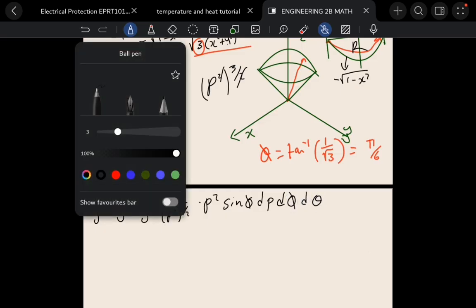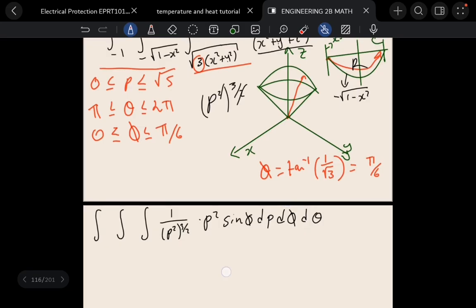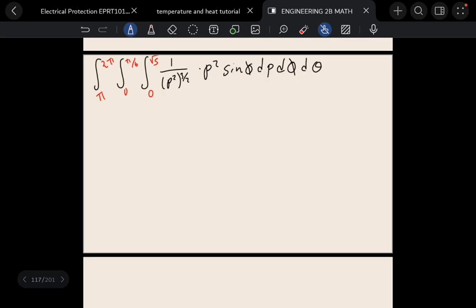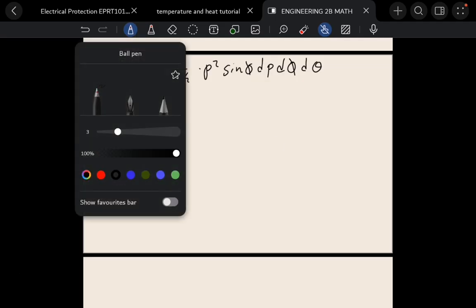And then what are your bounds? For rho, it's 0 to root 5. Your phi is 0 to pi over 6. And then for theta, it is pi to 2 pi. So whenever given in integral form, your theta will change. There is no need to remove the z-axis. Just look at your last two integrals and then you will deduce what you see. And then again, the same principle applies here to simplify this.